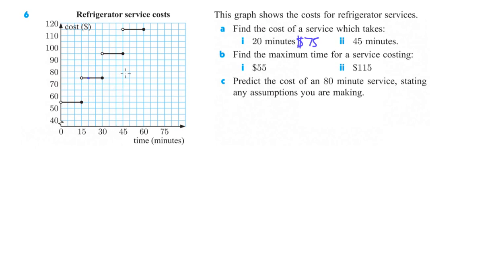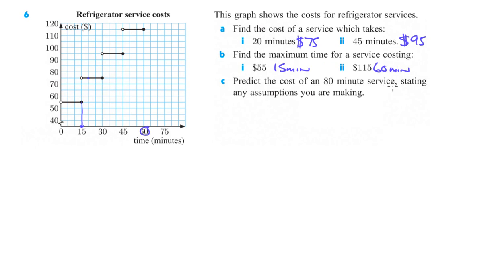At 45 minutes, we go up here, and as long as we stay just under 45 or right at 45, that's going to cost us $95. If it was 46 minutes, then we'd be up to $115. Okay, so find the maximum time for a service costing $55. The max we can get would be 15 minutes. And then for 115 is this one, so the max time we could take for that would be 60 minutes.